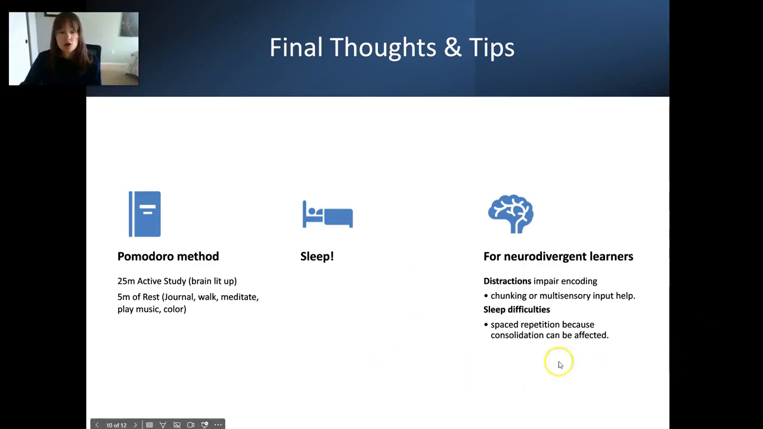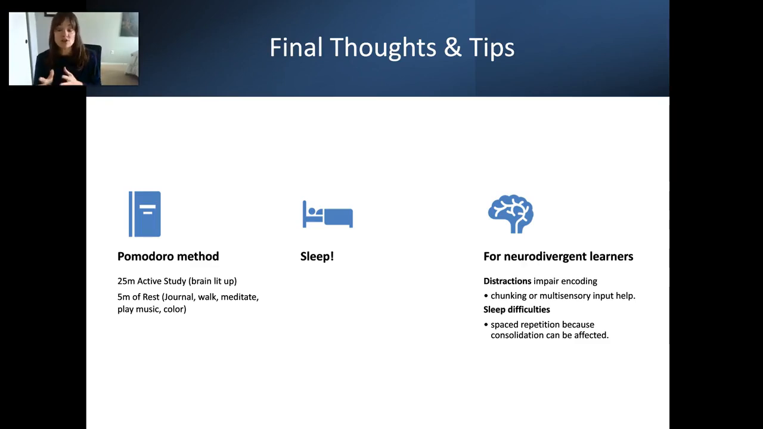And then for our neurodivergent learners, we have very similar processes, but there are just some things to pay extra special attention to. So distractions impair encoding for anyone, but they may be even more impactful if you're a neurodivergent learner. So what can you do? It's called chunking. And I have another video where I describe tips, and that one has more detail on how you would do that.